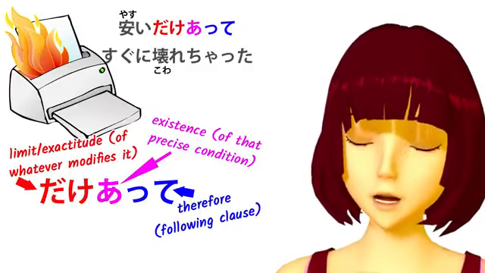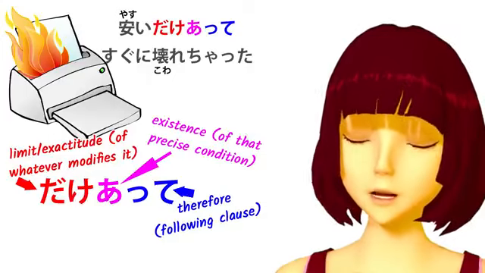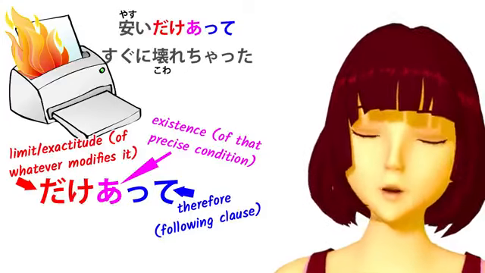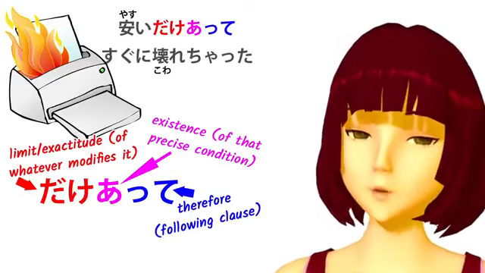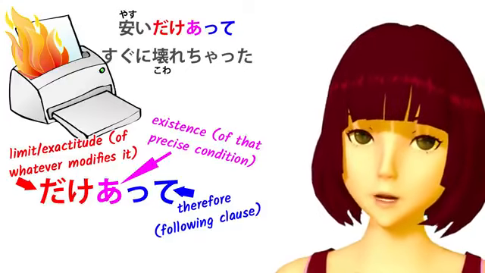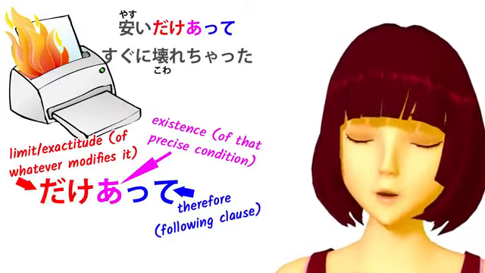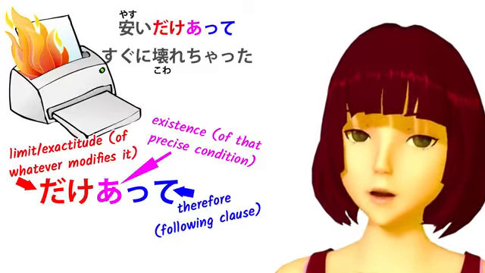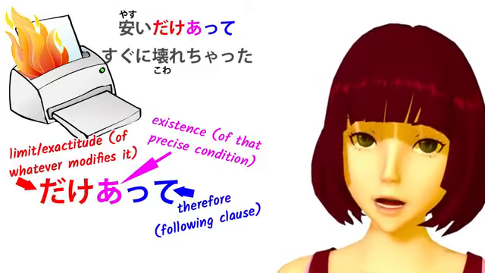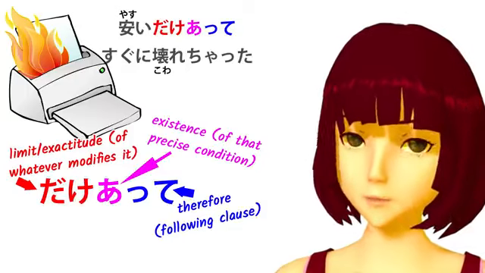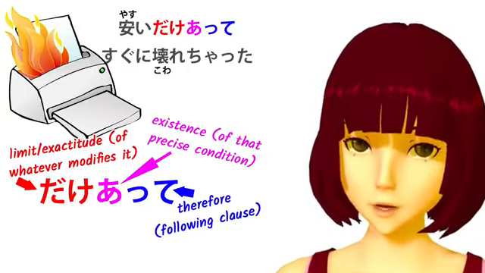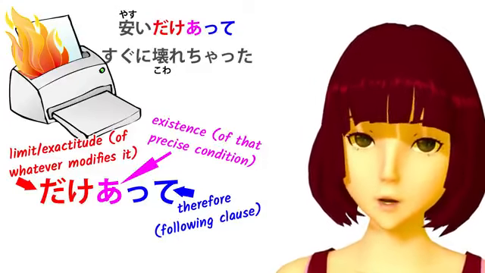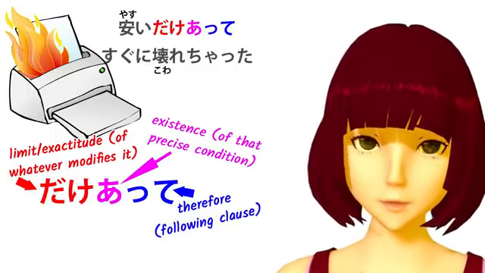That dake is using a limiting function to limit something down to something precise. If we want to bring in the only aspect of it, the way it works is that what we're saying is, only by studying abroad would you get that good at English. Only something really cheap would break that quickly. So that's how the limitation, the only function of dake, is actually working here. We're using it to give precision to the statement: precisely and only because of this, the result followed. Dake, ate. It exists because of and limited to this fact.